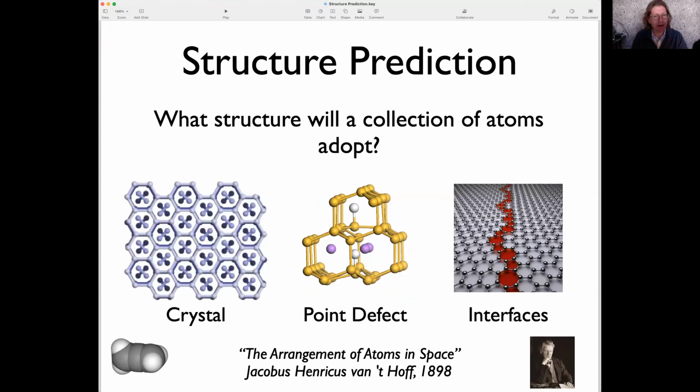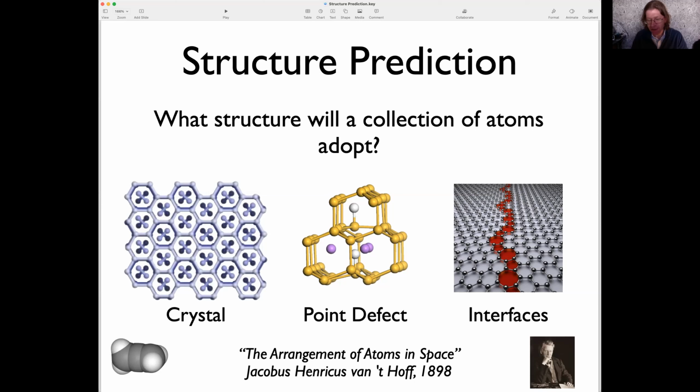But the basic idea behind structure prediction is anticipating what structure a bunch of atoms will adopt. Often it's talked about in terms of crystal structure prediction, with a focus on crystal structures, but structures needn't be crystals. They might be defects, they might be interfaces, and indeed a lot of the work that I've done has been on these non-periodic systems such as defects and interfaces.